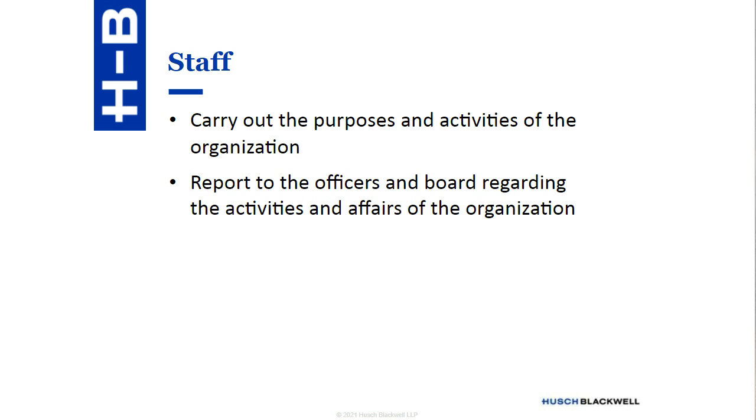And finally, the staff, which is where the mission is generally really accomplished. They carry out the purposes and activities of the organization and then report to the officers and board regarding the activities and affairs. So you see with the hierarchy, the authority kind of flowing down and then the reports going back up. The staff isn't supposed to be doing their duties in a vacuum or go off on their own, but again, with the guidance that comes from the board and the officers.